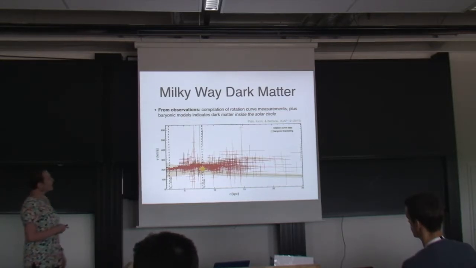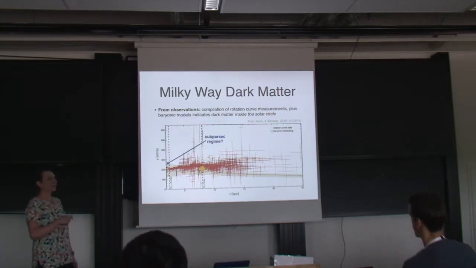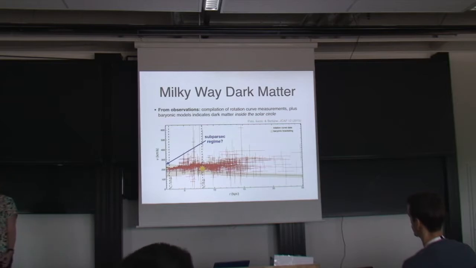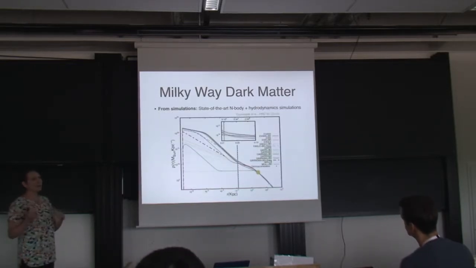The region that I'm going to be talking about today is basically just along this axis. So we're looking at the sub-parsec regime, which is really, really close to the galactic center. And I'm going to be talking about what we know and don't know about the dark matter that lives there. Okay, so that's from observations.